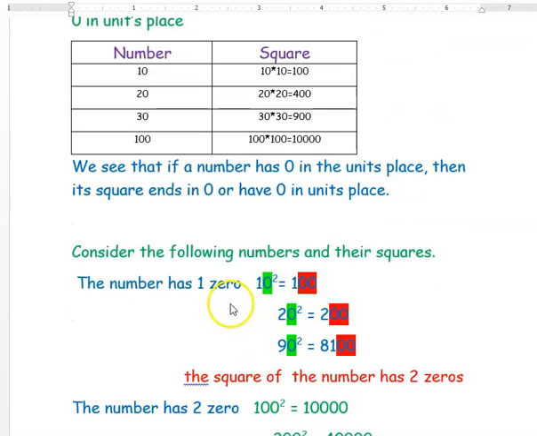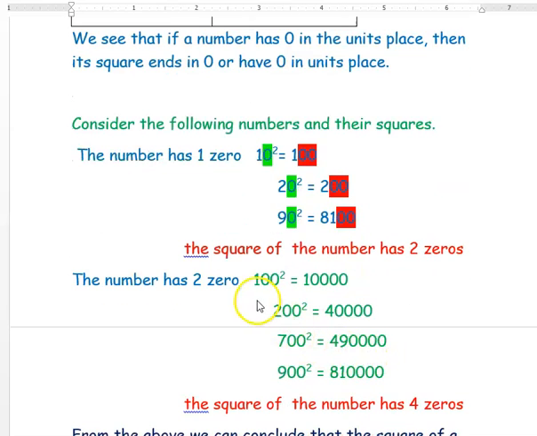If you take a number that has only 1 zero, that is 10, 20, 90, then the square of 10 is 100, 20 square is 400, 90 square is 8100. So if you see the square of the numbers, it will have 2 zeros. If the number has 1 zero, then its square will have 2 zeros. If you take a number that has 2 zeros, say 100 square, 200 square, 700 square, 900 square, then its square will have 4 zeros. So if the number has 1 zero, then its square has 2 zeros. If the number has 2 zeros, then its square will have 4 zeros.